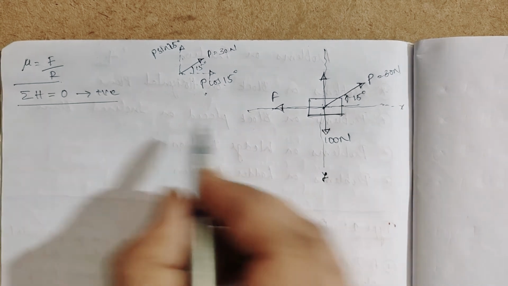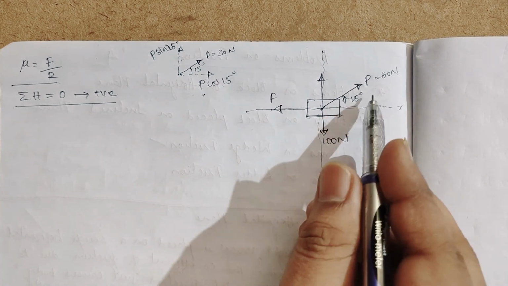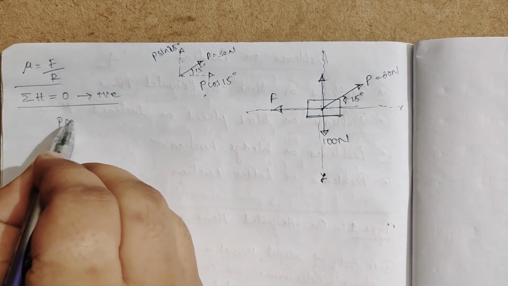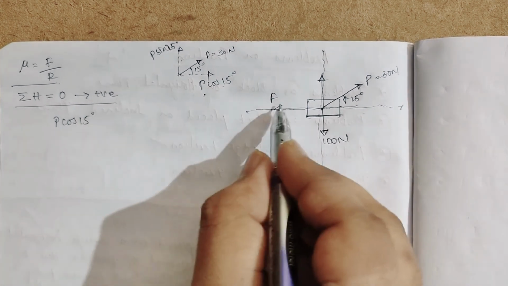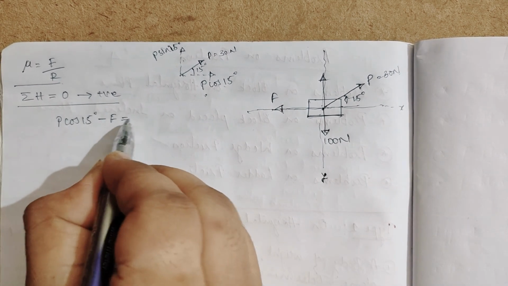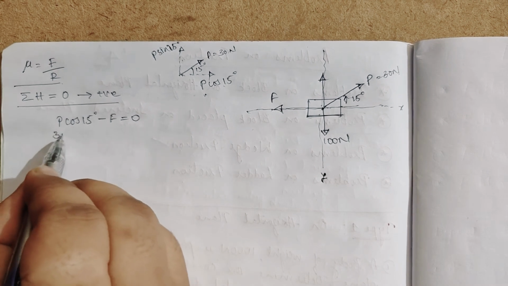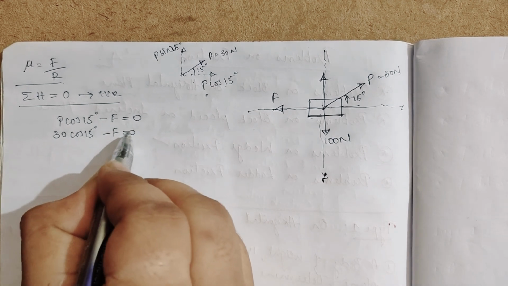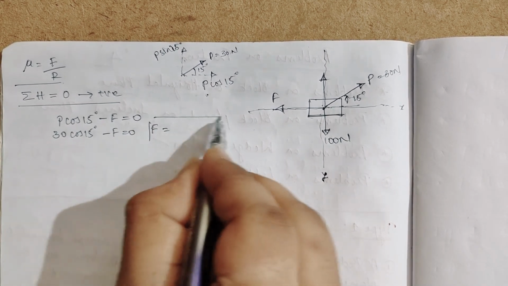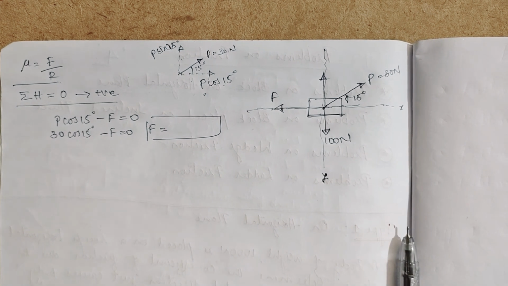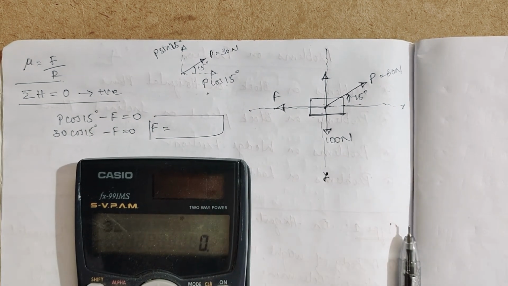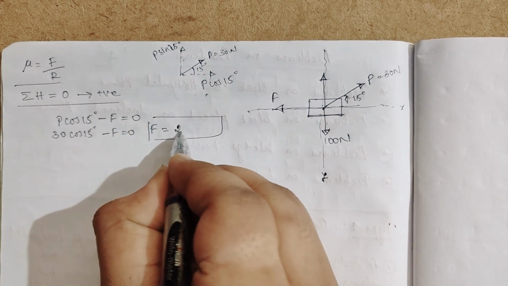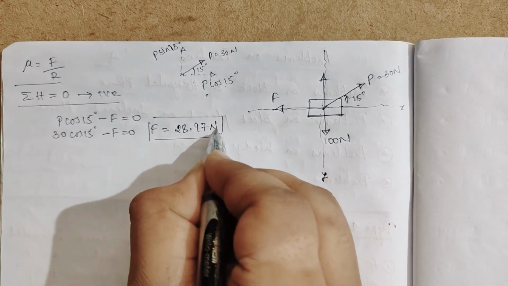Now apply. So this P is left to right, take it as positive. What will be the horizontal component? P cos 15 degree, then minus F is equal to 0. So we know the P value, 30 cos 15 degree minus F, which we have to find, is equal to 0. Therefore F is equal to, I'll just calculate, 30 cos 15, 28.97 Newton will be the force.